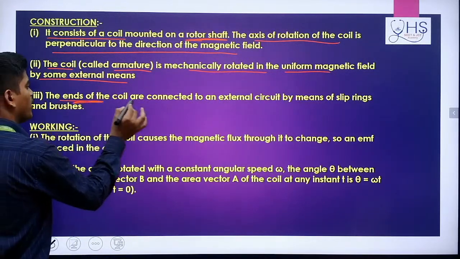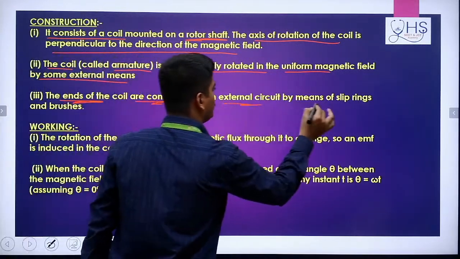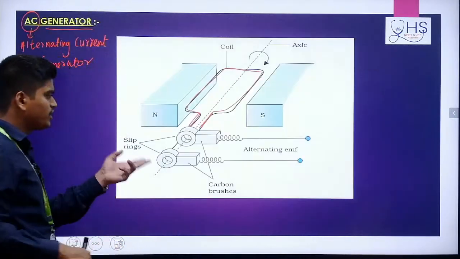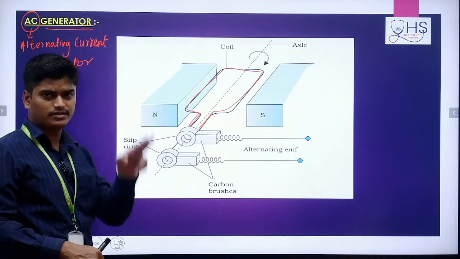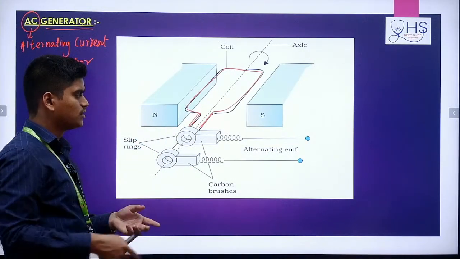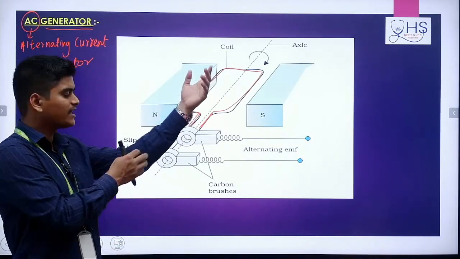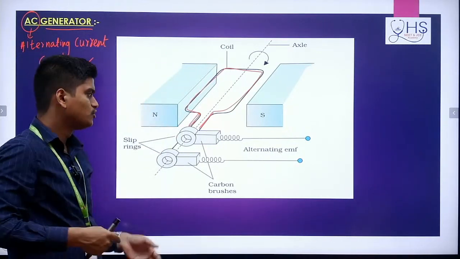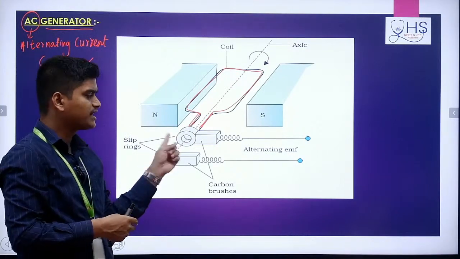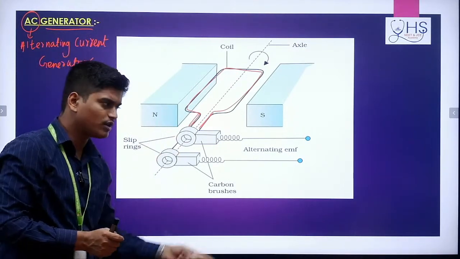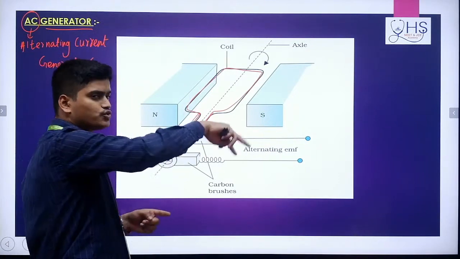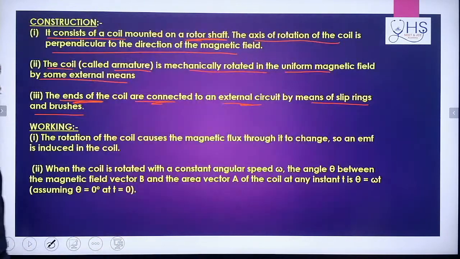And the ends of the coil are connected to the external circuit by means of slip rings and brushes. So why are these connected? To keep the contact continuously. Because it's rotating, no. Suppose if anything is attached here and you rotate this one, then it will break. So not to break, the slip rings are there. So it can rotate, and the contact is always connected. That circuit should be closed. That is the main idea.